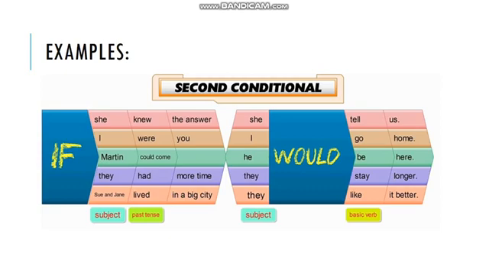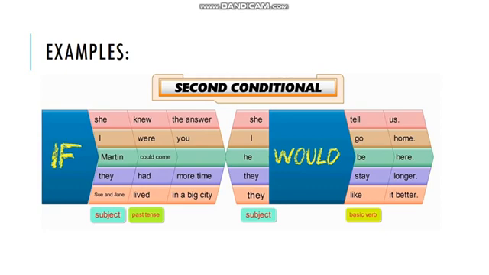If Martin could come, he would be here. If they had more time, they would stay longer. Now they cannot afford to stay longer. If Sue and Jane lived in a big city, they would like it better.